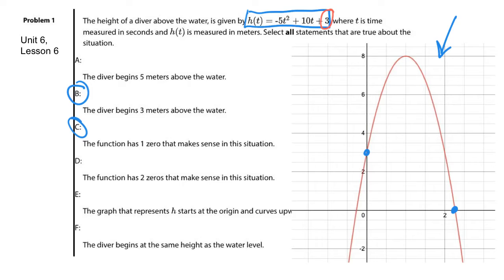The function technically has two zeros, here and here, but because in this problem the x-axis is time, this zero would be over in negative time, which does not make sense. So this zero makes sense. And what it's telling us is that at a little over 2 seconds, that's when the diver reached the surface of the water.